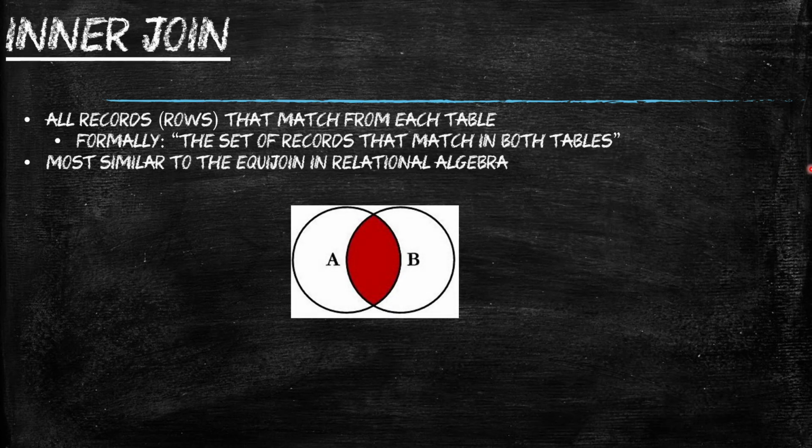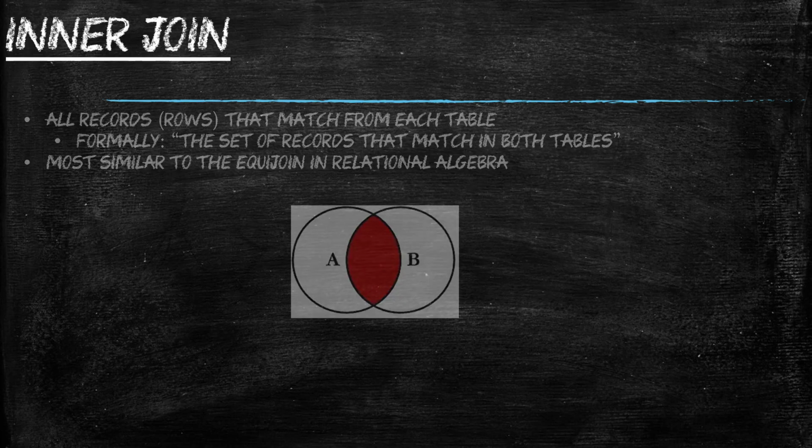So first is inner joins. This is all records that match from each table, and formally said it's the set of records that match in both tables. And this is similar to the equijoin that you might have seen in relational algebra.